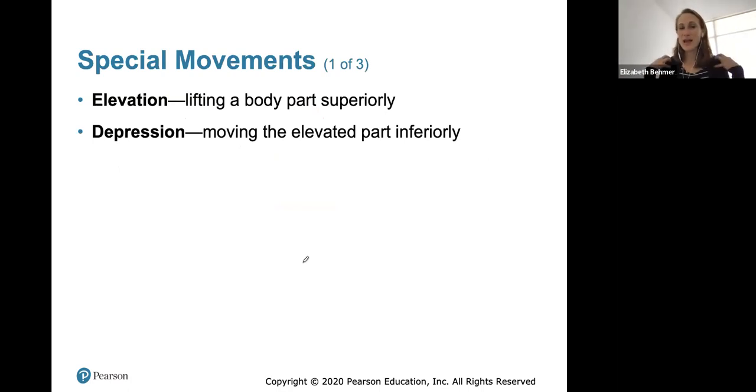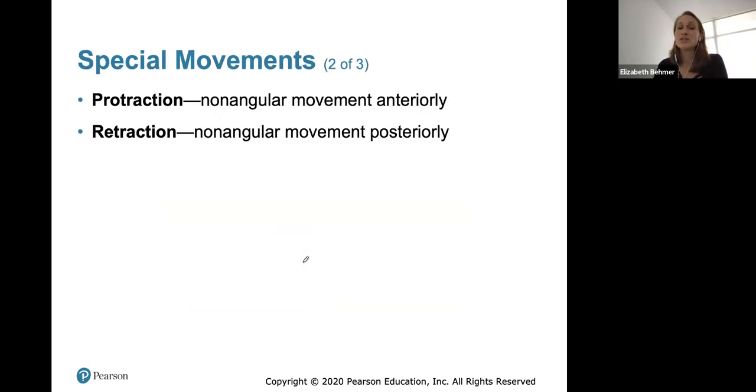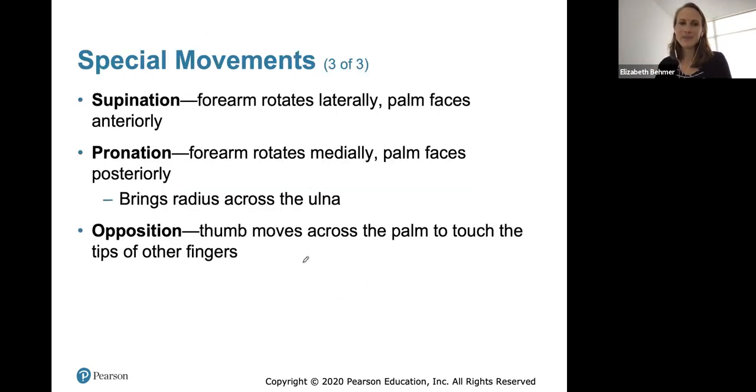Elevation and depression. Elevation, lifting a body part superiorly. Depression, moving the elevated part inferiorly. You can do that with your mandible, with your scapulas. Protraction and retraction. Protraction, anterior movement. Retraction, posterior movement. And that can also happen with the mandible. Protraction, protruding out. Retraction, pulling it back.